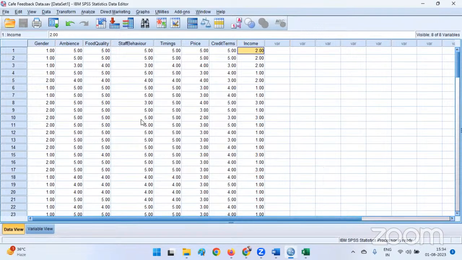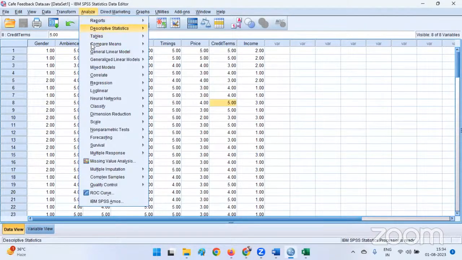So when we compare their satisfaction by income, maybe suppose one who has less income is not satisfied with the price. This is our perception, right? Not satisfied with the credit terms. But there are three categories. So for three categories, we go for one way ANOVA.